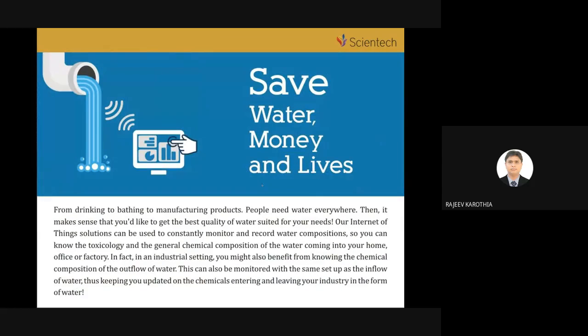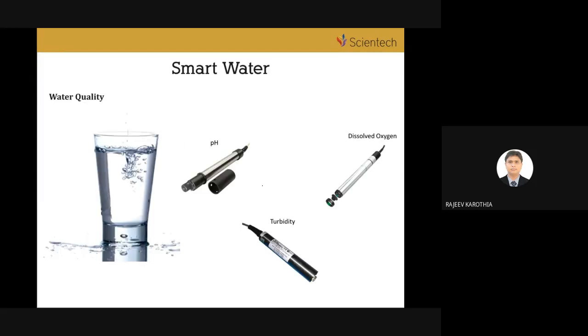Another important area for implementing IoT is water, because we use water from drinking to washing to manufacturing products. People need water everywhere. Every time there is a need of water, whether in a process industry, a food industry, or agriculture. So water is important for us. So how can you measure the quality of water? What are the different sensors?